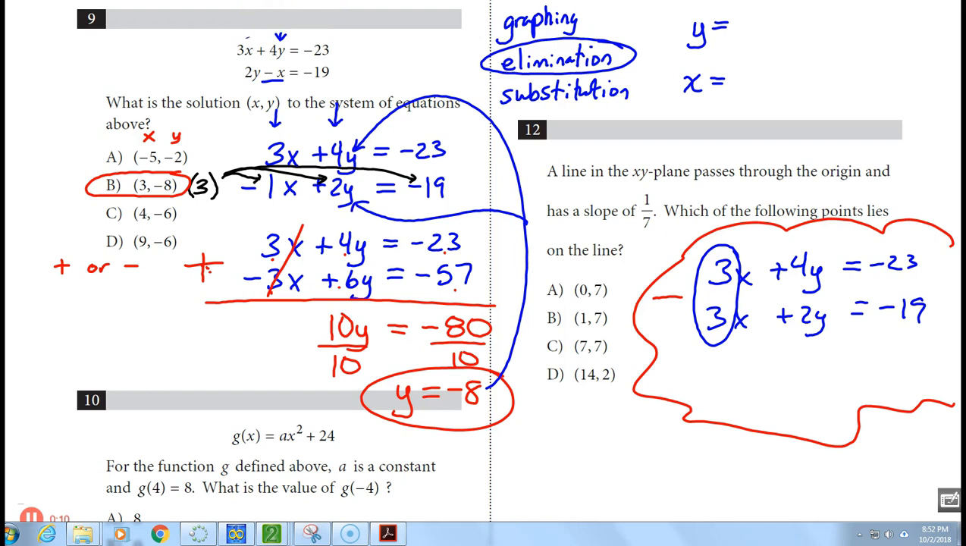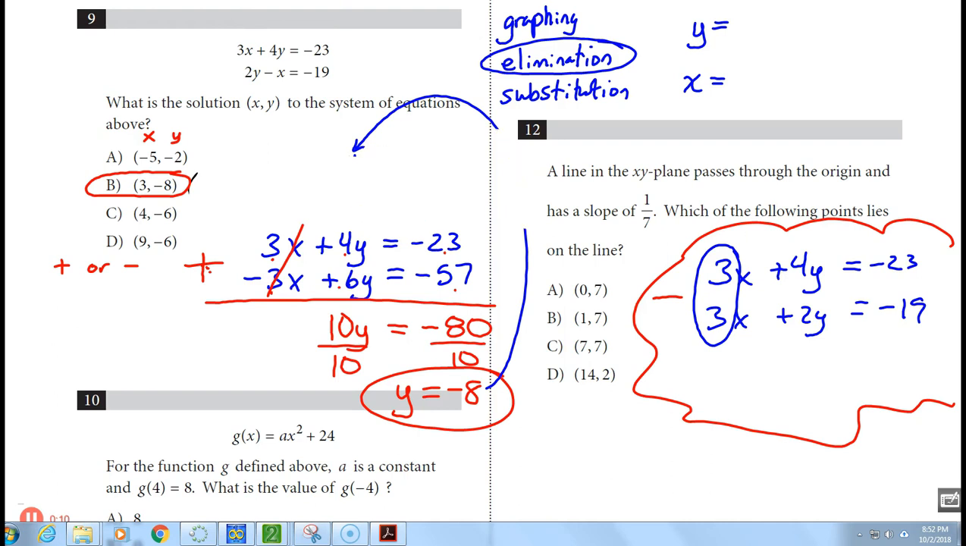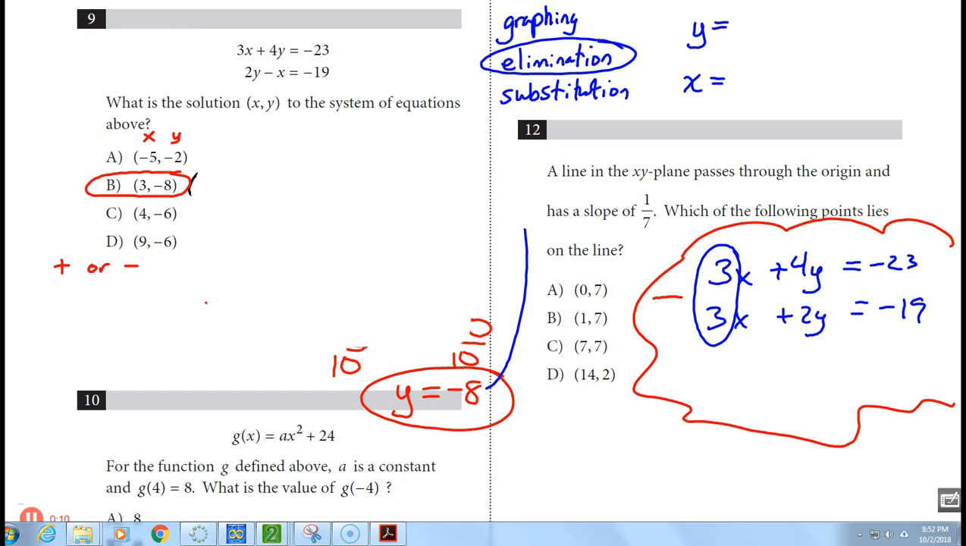Let me get rid of some of this clutter here, and let me just show how you get the 3. I'm going to get rid of all this, and I'm just going to keep my y equals negative 8. So I would go back up to either equation. I would probably pick this top equation because it just looks a little friendlier to me. It has maybe some fewer negatives.